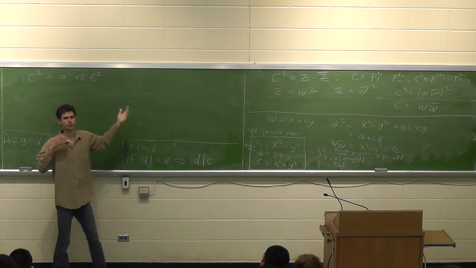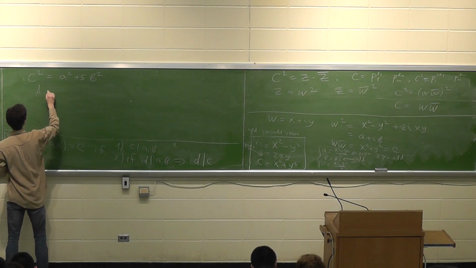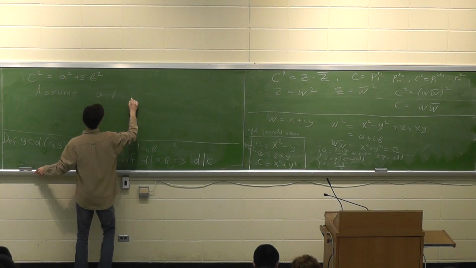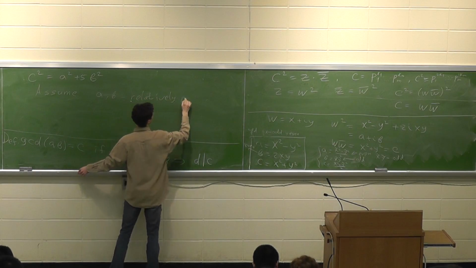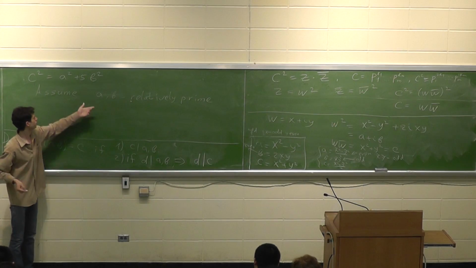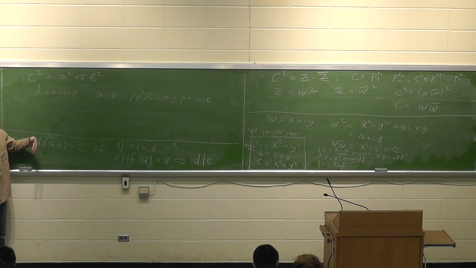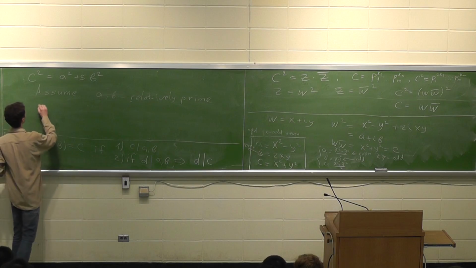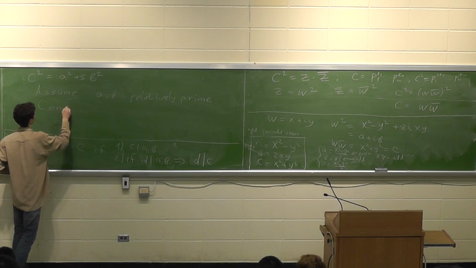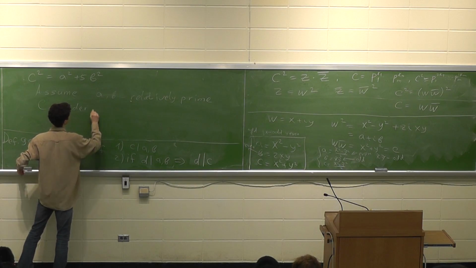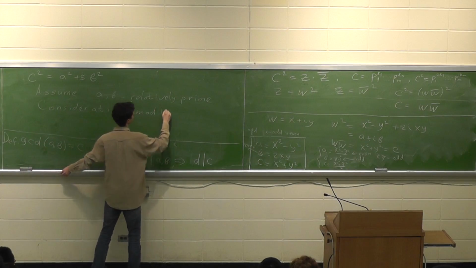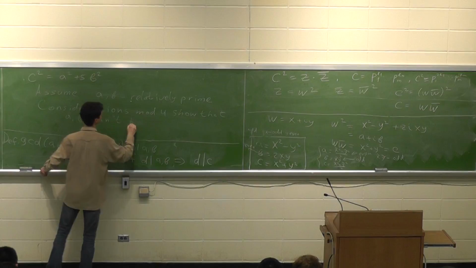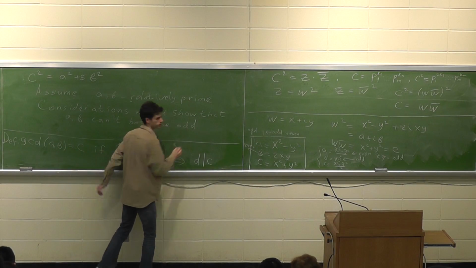Let me try to do the same kind of arguments. I can definitely assume that A, B are relatively prime. If they have a common divisor, this number also divides C, and then I can divide by this number. Once again, considerations modulo 4 show that A and B can't both be odd. It's basically the same considerations.